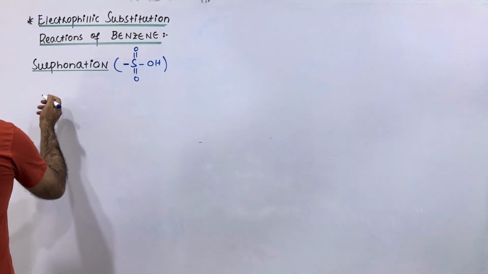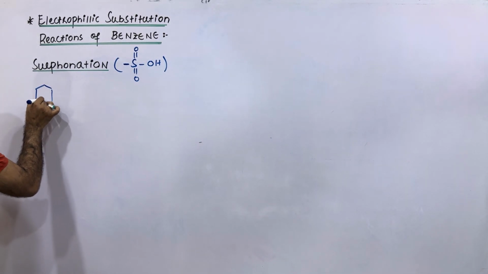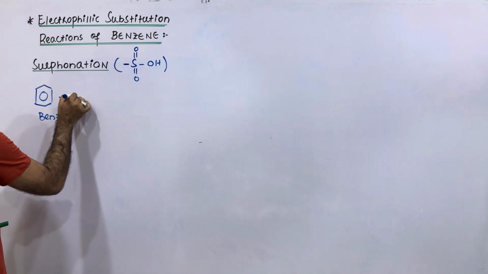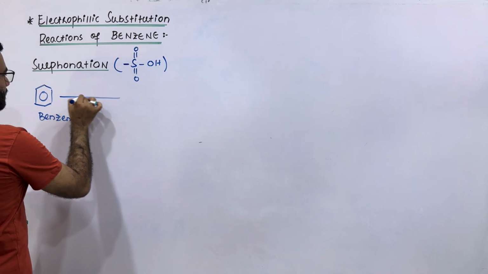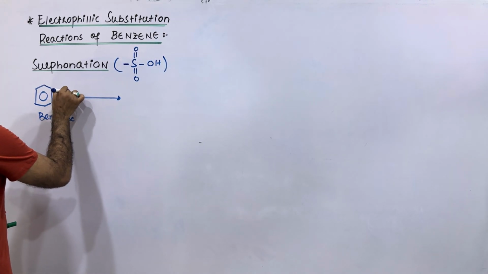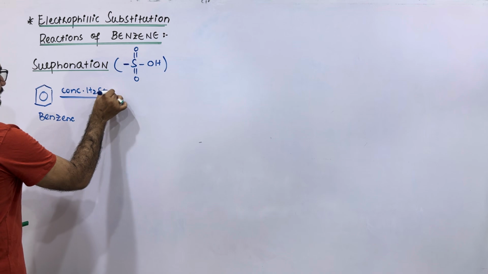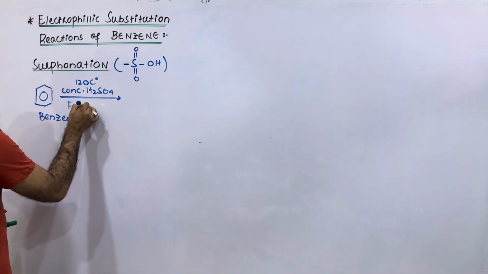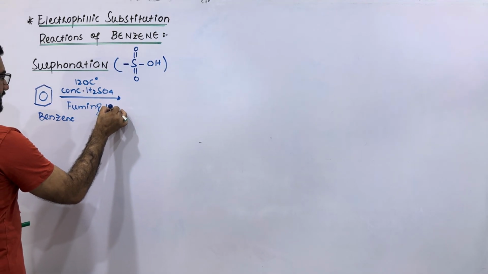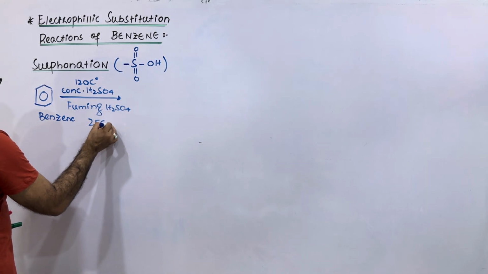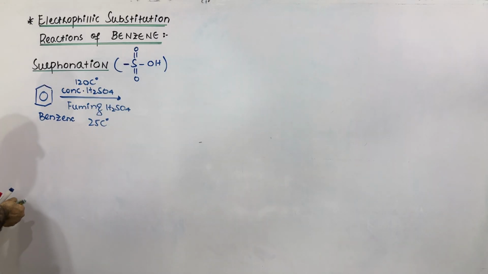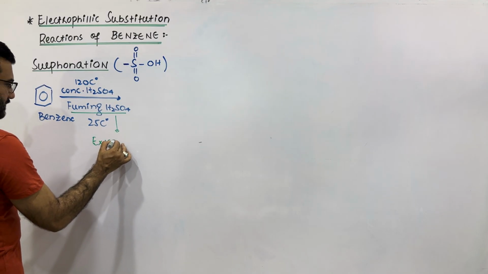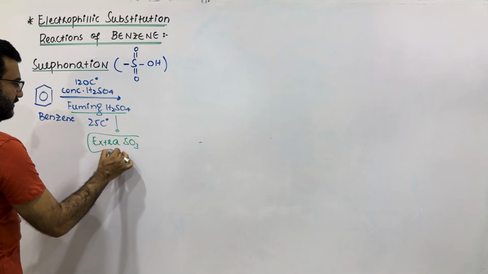And for sulfonation, the benzene is made to react with either concentrated H2SO4 at 120 degrees Celsius or with fuming sulfuric acid at room conditions. And dear students, the fuming sulfuric acid is the sulfuric acid which has some extra sulfur trioxide gas dissolved in it.